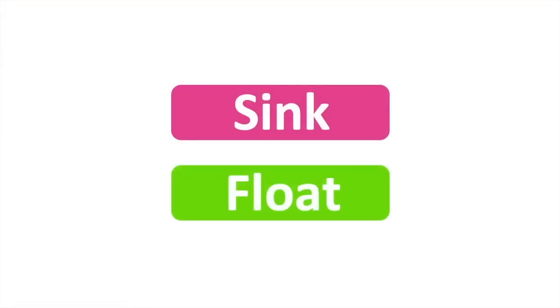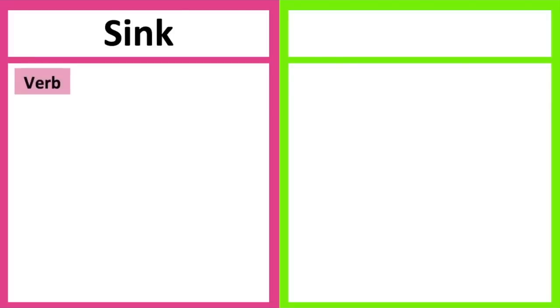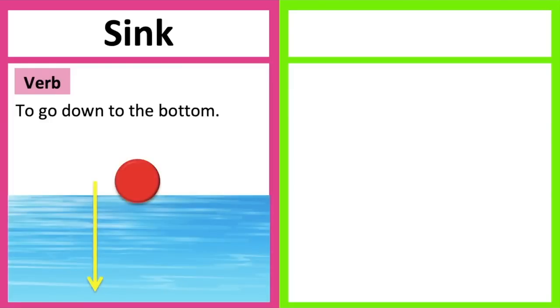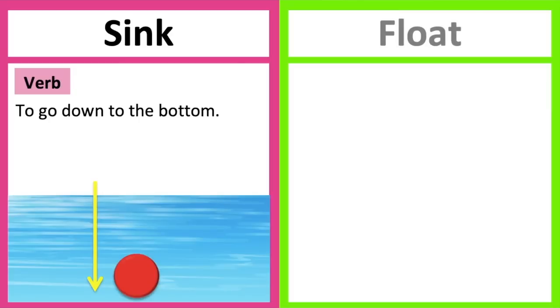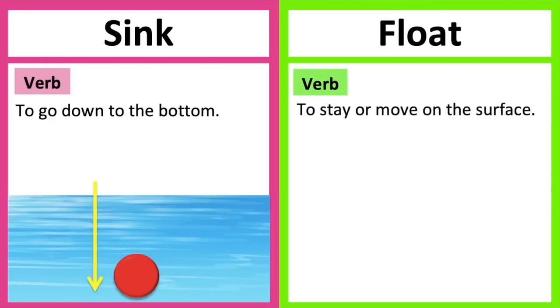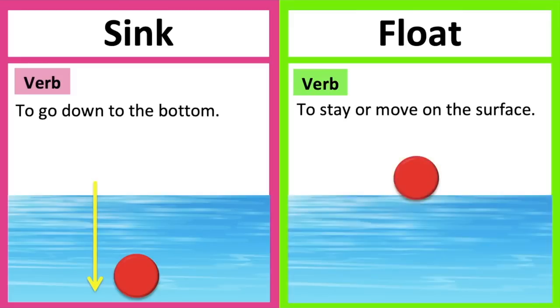Sink, float. Sink is a verb and it means to go down to the bottom. So an object that sinks usually goes down to the bottom of something like water. Float is a verb and it means to stay or move on the surface. So an object that floats usually stays and moves on the top of a surface like water. It doesn't sink.